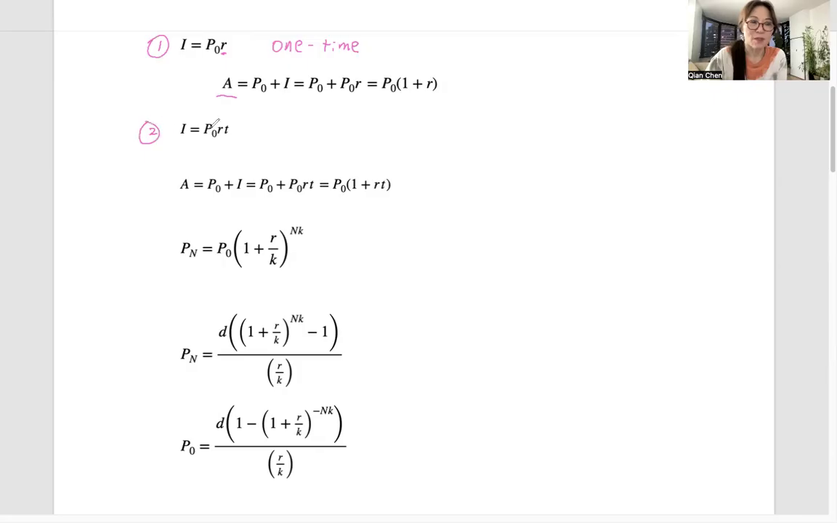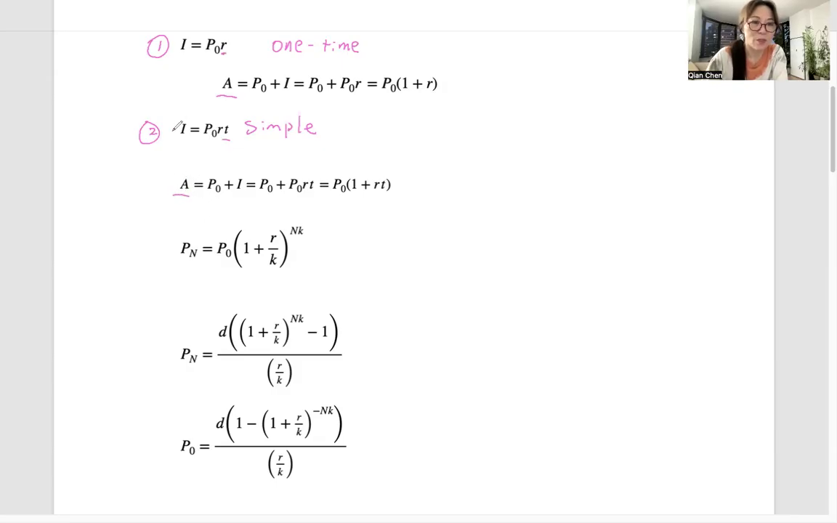The second one is simple interest, right? Multiple times. It depends on T, right? R is interest, P naught is always your initial investment. So the simple interest: the principal stays the same and the interest rate stays the same. So in a certain period of time, the interest rate is offered, and then this T counts how many times interest will be calculated. And then after a certain time, that's the total money you get.